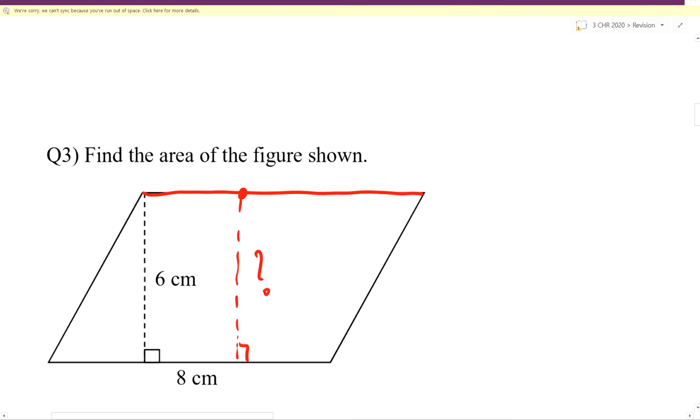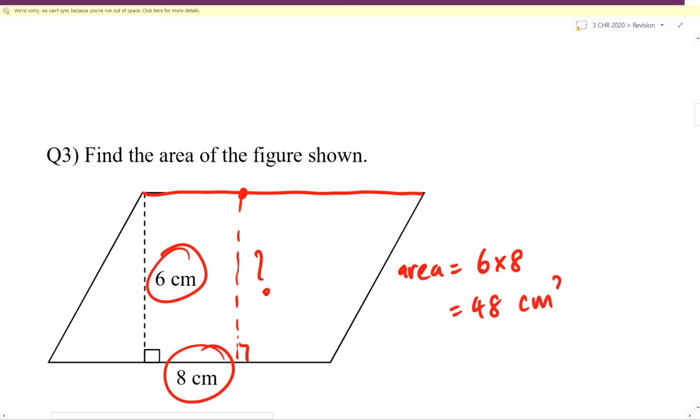We need to find out this distance. We actually have it. It is given, this distance is the same as this 6 centimeters. So this will be the perpendicular height if 8 cm is the base. So the area is simply 6 times 8, and we get 48 square centimeters.